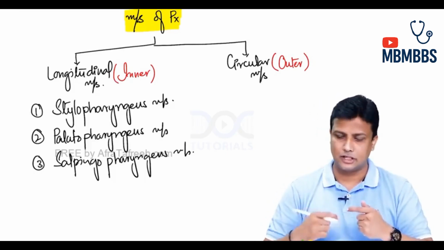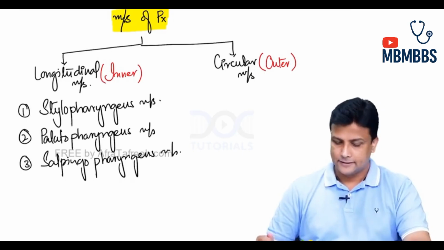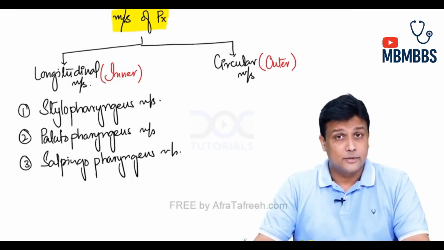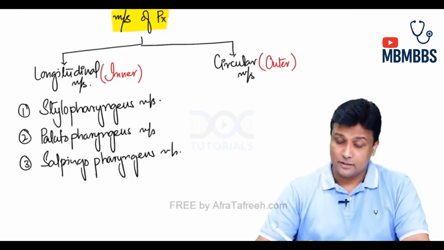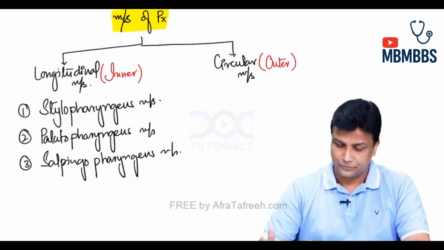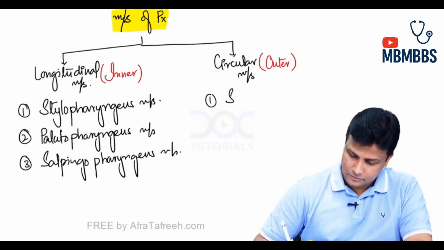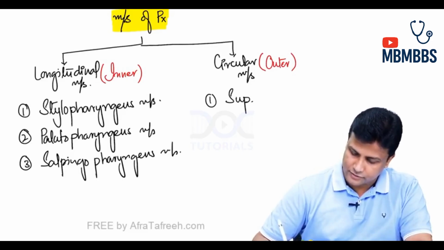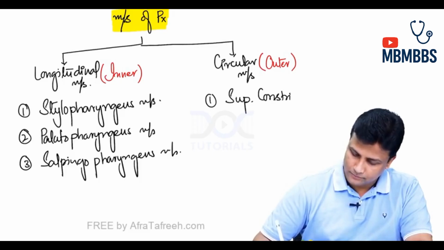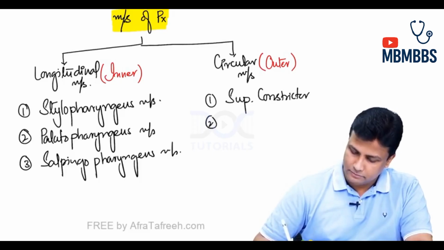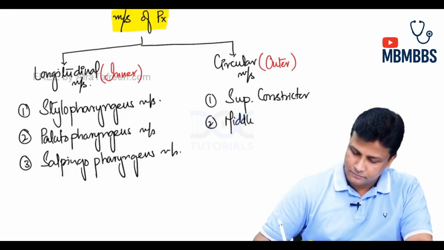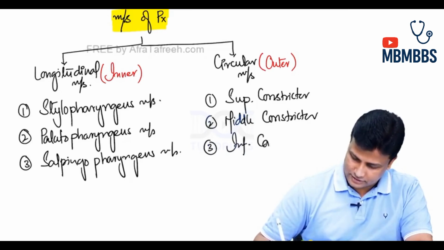Step by step, you just keep adding points in your mind. Then on the other side, the circular muscles, and their names are very simple. They are all constrictor muscles. Number 1, you have the superior constrictor muscle. Then you have the middle constrictor muscle. And number 3 is the inferior constrictor muscle, guys.